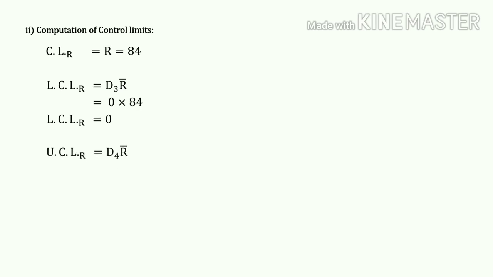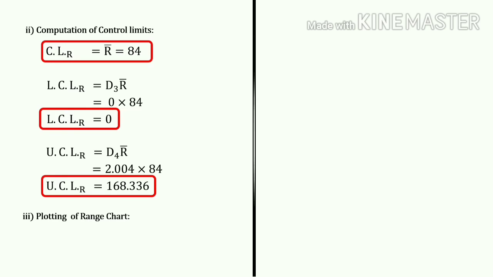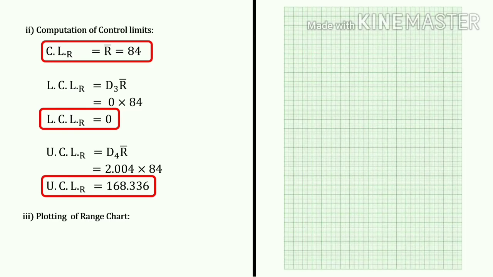And upper control limit is D4 R bar. So 2.004 into 84 will give 168.336 as upper control limit for R chart. After getting these 3 control limits, we'll draw the range chart. The next step is plotting of range chart. As we know, on the graph paper we first draw x and y axis. Now along x axis we will take sample number. So there are 10 samples, so we will write 1 to 10 samples. Along y axis we take value of range.